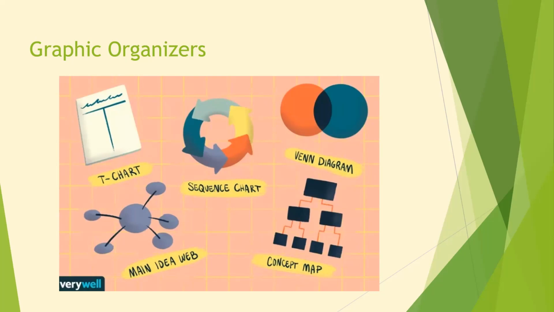The T-chart helps them contrast and compare. The sequence chart helps them see the chronological relationship of an idea. The concept map lets them order things according to importance or hierarchy. The main idea web lets them see how things are related, but also teaches them about subcategories. And the Venn diagram helps them to see similarities and differences between two or more groups of things.